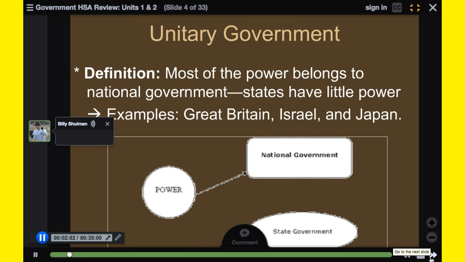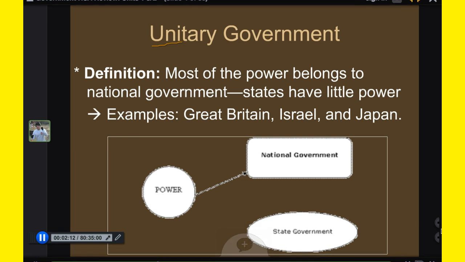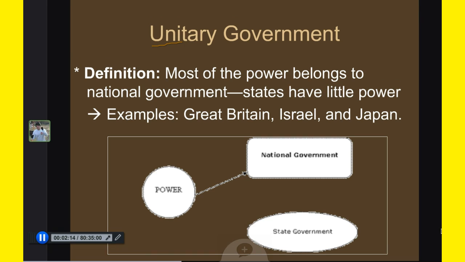The second form of government we're looking at is a unitary government. If you look at the word UNI, in Spanish uno means one. Well, in a unitary government, the power is going towards the national government because there's only one national government in a country. And in a unitary government, the national government has much more power than the weak, powerless state and local governments.